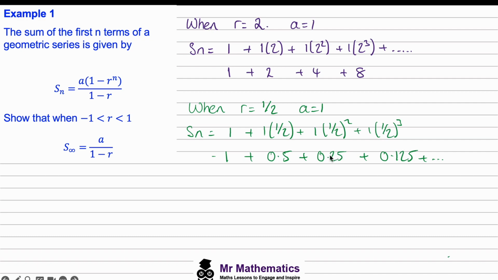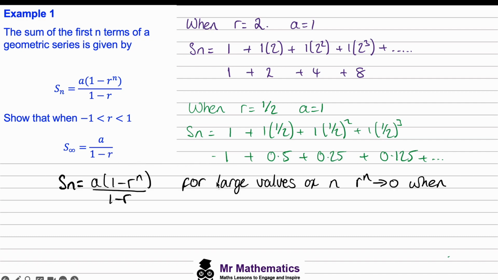So if we look at how this works with our formula, for large values of n, r to the n will tend to 0, when the magnitude of r is less than 1. So the sum of a series for an infinite number of terms will be a, because this will be 0, 1 minus 0 is 1, so it's just a times 1, which is a, over 1 minus r.